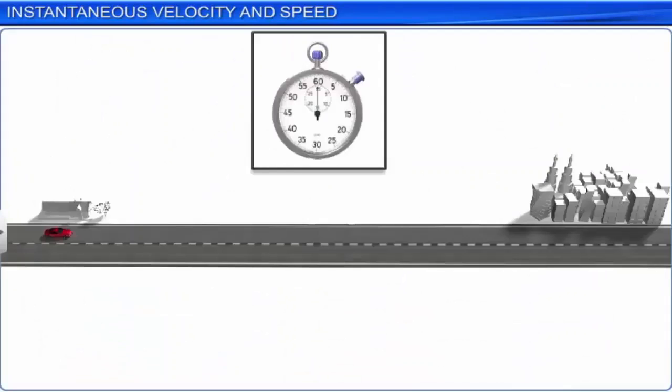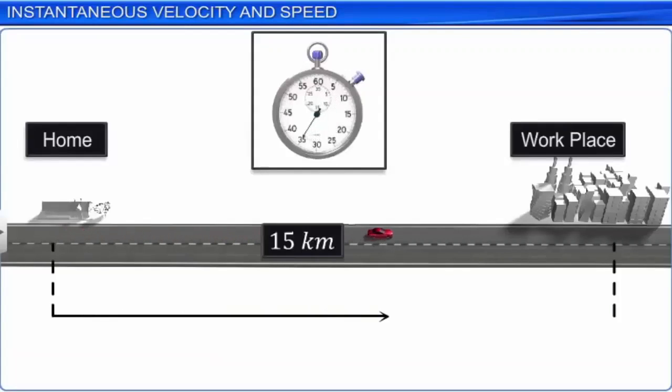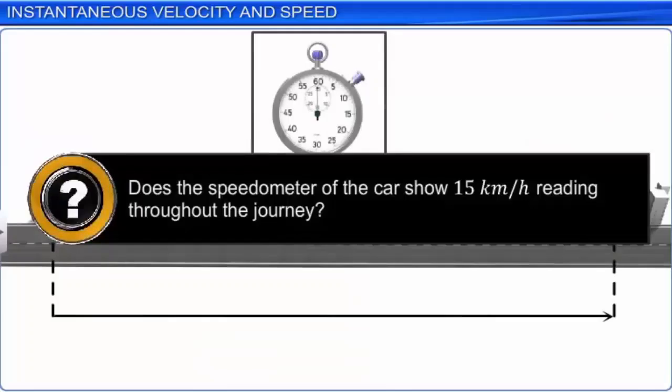Joe travels by a car from his residence to his office, which is 15 kilometers away on a straight road, in 1 hour. We can say that the average velocity of the car is 15 kilometers per hour. Does the speedometer of the car show a reading of 15 kilometers per hour throughout the journey?